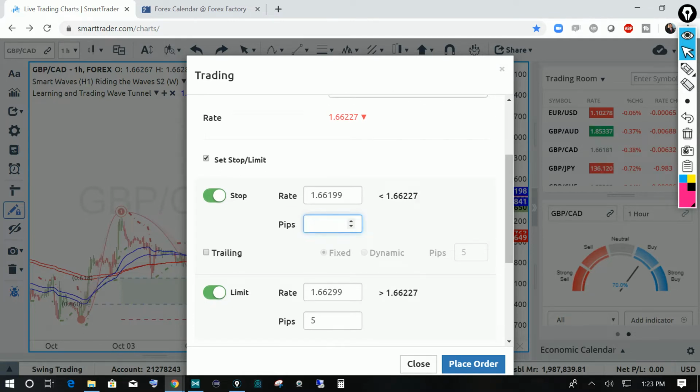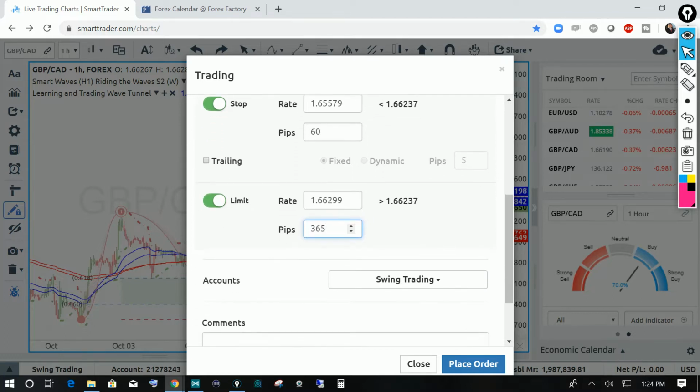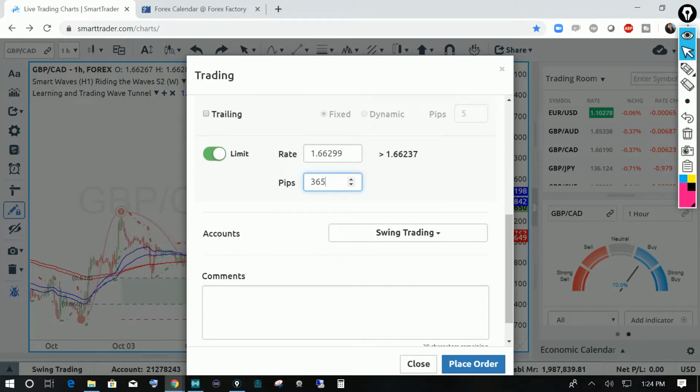And we're going to put in a stop of 60 pips, and we're going to put a target. I'm just going to go 365. All right, and I'm going to go ahead and place this trade. Oh, and this is going to be based off, we're going to say this is an H1, because on the 1 hour time frame, H1 entry point.